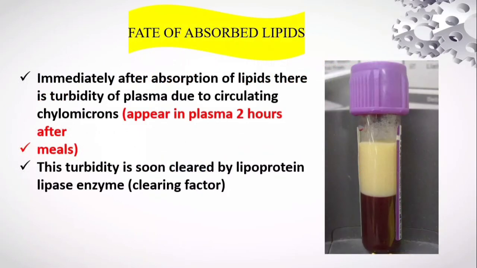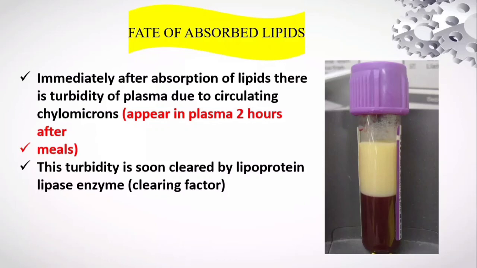So let's move on to the fate of absorbed lipids. Immediately after absorption of lipids, there is turbidity of plasma due to circulating chylomicrons, and these appear in plasma 2 hours after meals. So what are chylomicrons? These are large triglyceride-rich lipoproteins produced in enterocytes from dietary lipids, namely fatty acids and cholesterols. Chylomicrons are composed of a main central lipid core that consists primarily of triglycerides. However, like other lipoproteins, they carry esterified cholesterols and phospholipids.